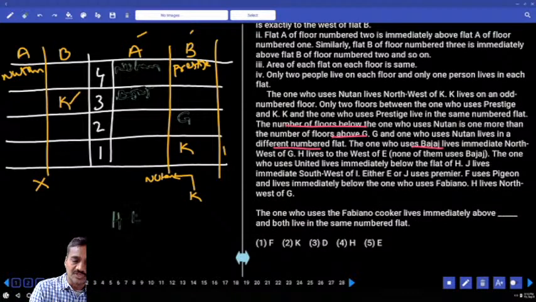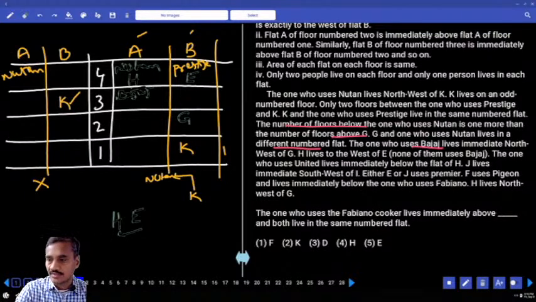H is to the west of E, so these two persons can be either on the 4th floor or on the 3rd floor. None of them uses Bazaars, hence H and E must be on the 4th floor. Then the one who uses United lives immediately below H. United is immediately below H.